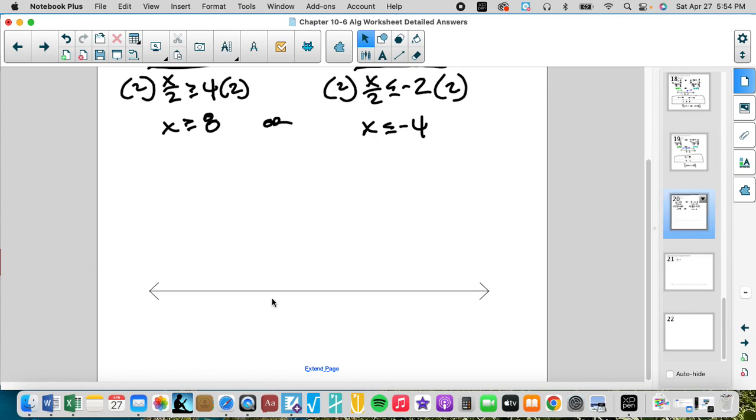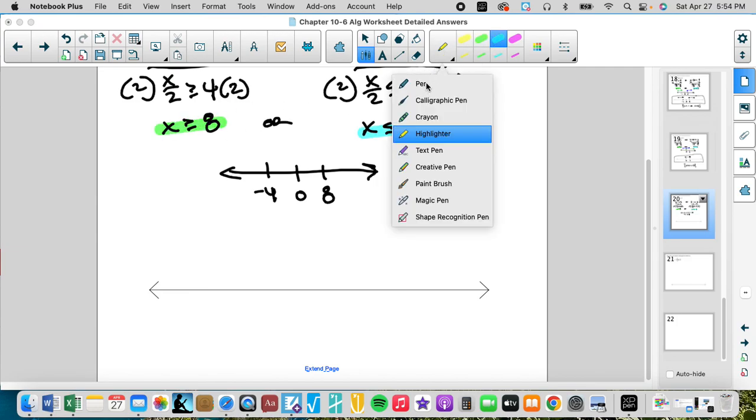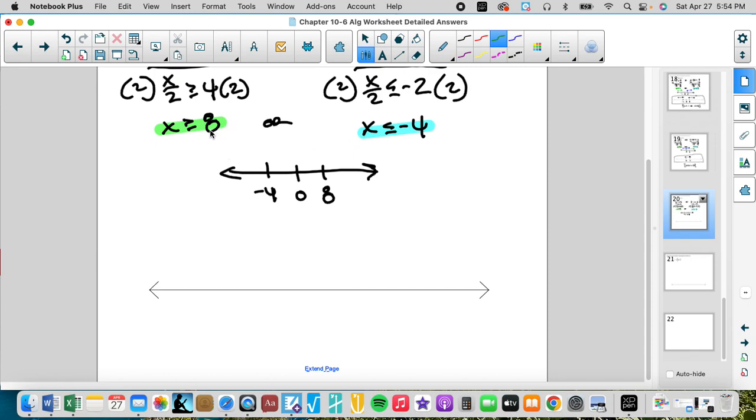We're going to move that down a little bit so we can sketch. We have -4. We have my 0 and 8. We'll do that green, that in blue. Green, x is greater than or equal to 8. X is less than or equal to -4.